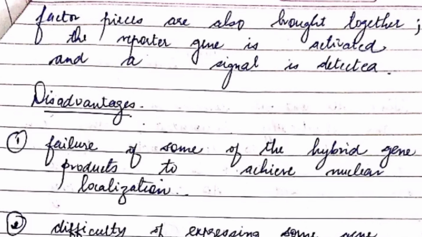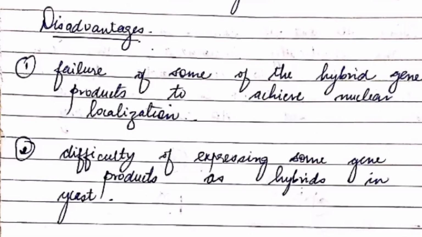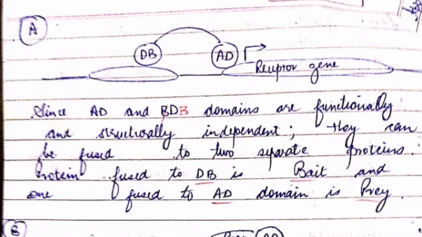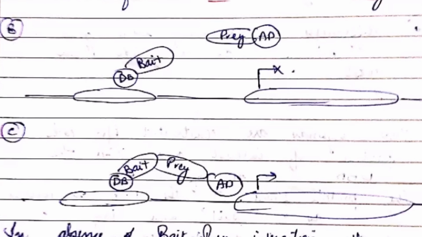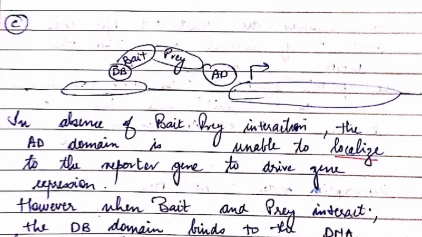The transcription factors are AD and DBD. We know the full forms now. The protein that is fused to the DB domain is the bait, and the one that is fused to the AD domain is called the prey. In the absence of bait and prey interaction, the AD domain is unable to localize to the reporter gene to drive gene expression, that is, there is no growth and no transcription. The process stops there and then.